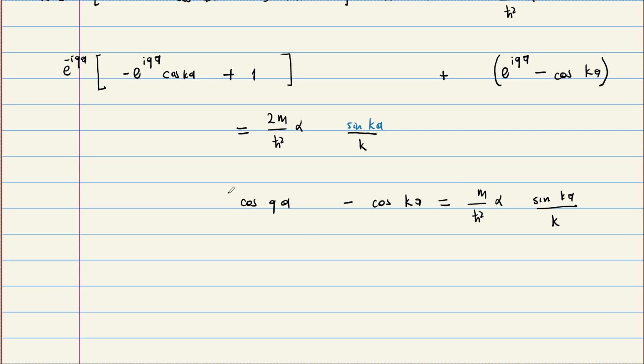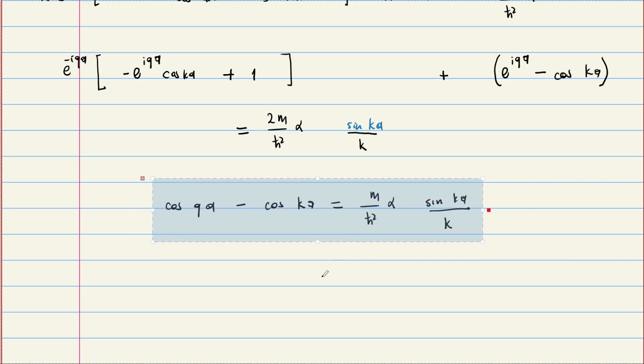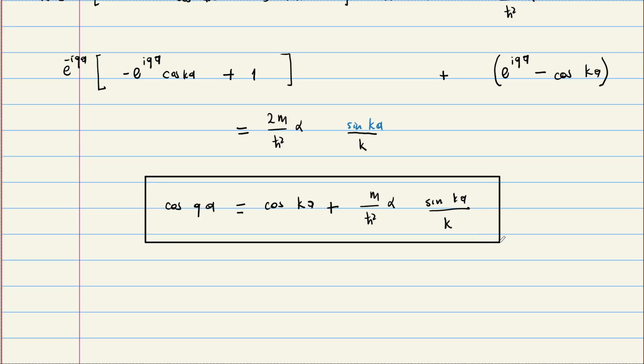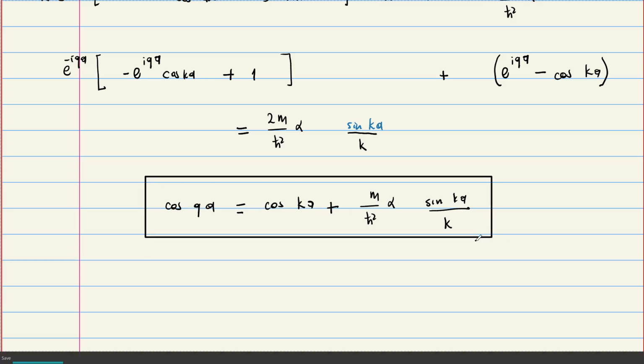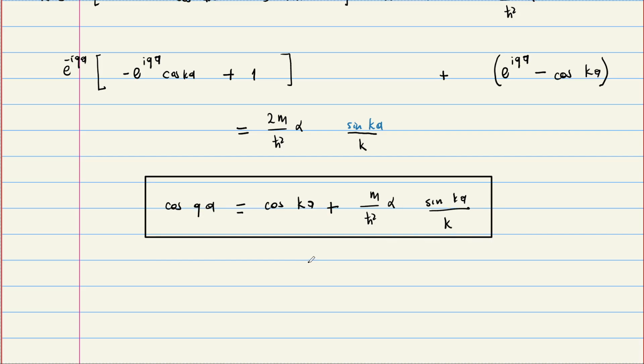I mean, I failed a couple of times, but things clean up. And finally, this is the final result. I'll take this cosine to the other side, and I'll leave the Q part by itself, so this is like that. So this is plus. Good. Let me check if this is correct. This is cosine Qa equals cosine Ka plus m alpha over h bar squared. Yes, this is correct.